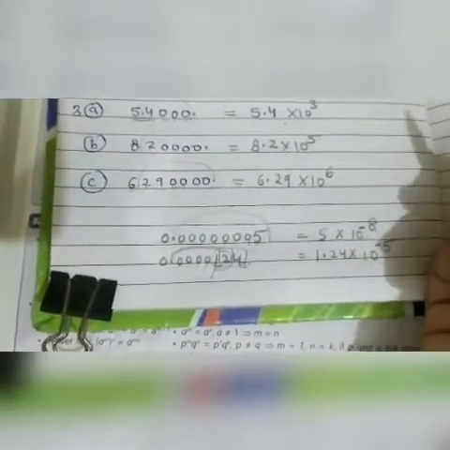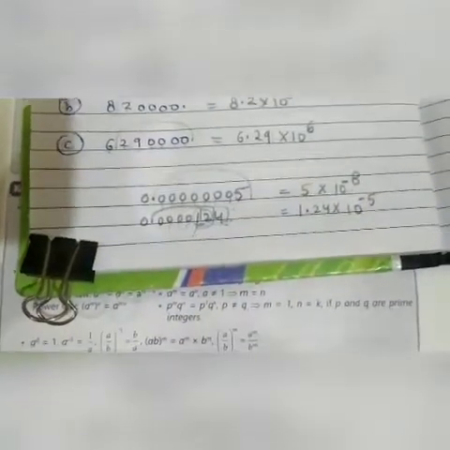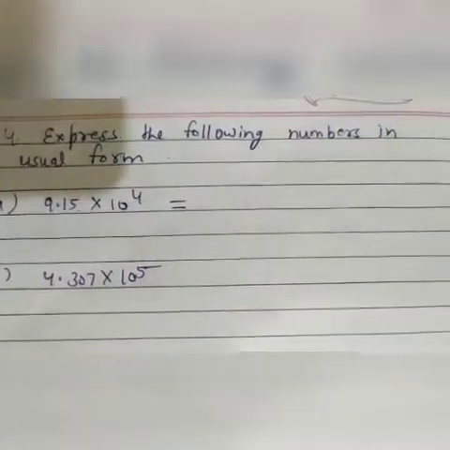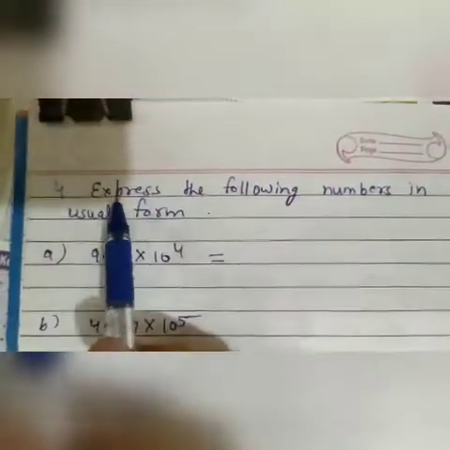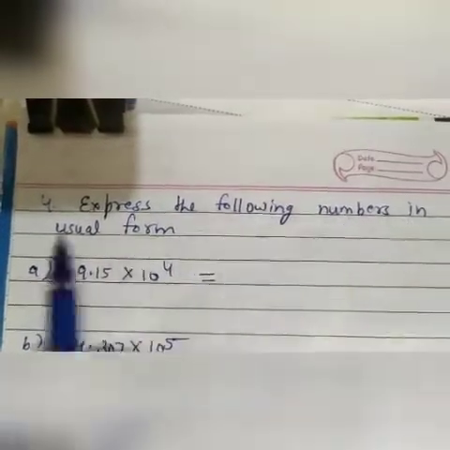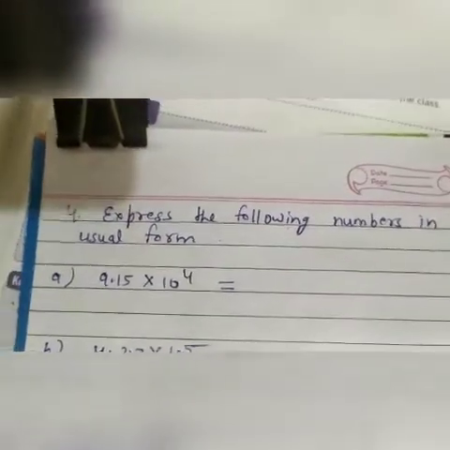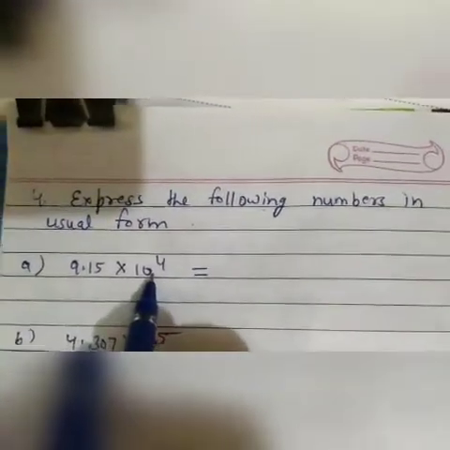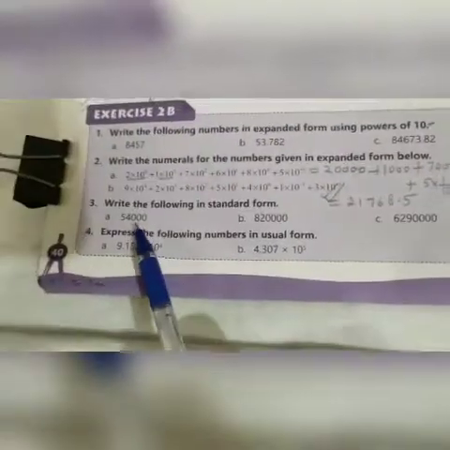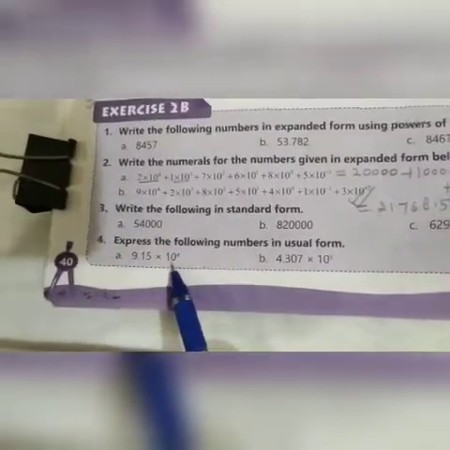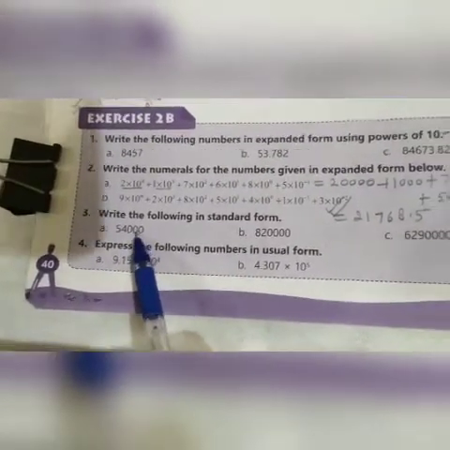Okay students, now come to question number 4. Question number 4 is: express the following numbers in usual form. Now we have to write these numbers in usual form. Means this is vice versa. We have to write these numbers in this form.